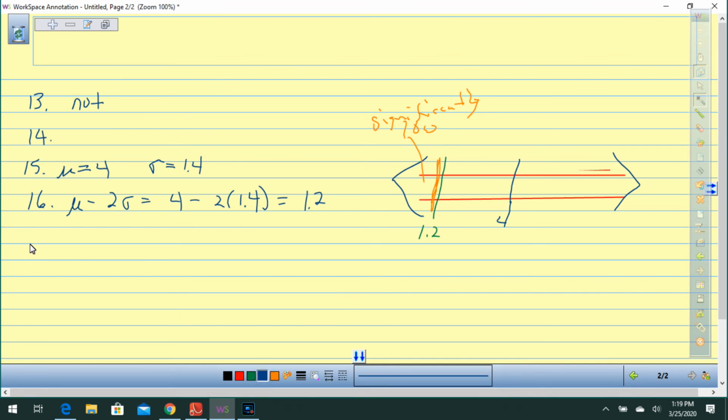What about number 17? Range rule of thumb. Use the range rule of thumb to determine whether 6 girls in 8 births is significantly low. Well, I guess what we need to do now is mu plus 2 sigma, and that's 4 plus 2 times 1.4. And I'm going to get 6.8. So my other is going to be over here, and that's going to be 6.8. So the question is whether 6 girls, and 6 girls is less than 6.8, and this area here is not significant.